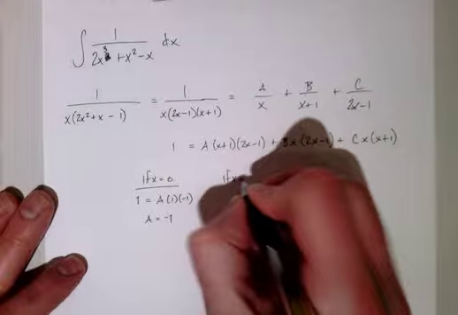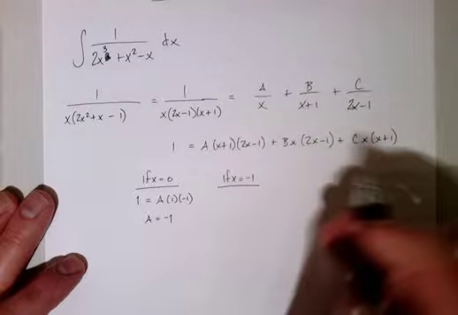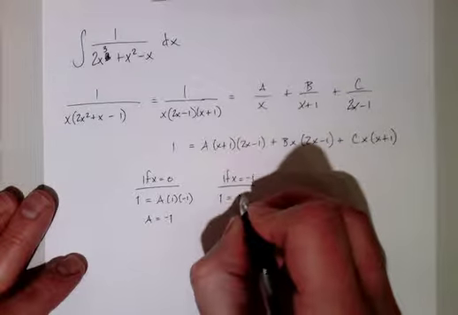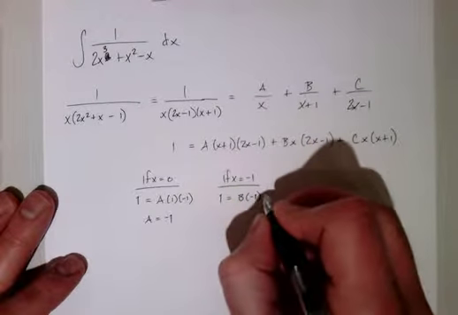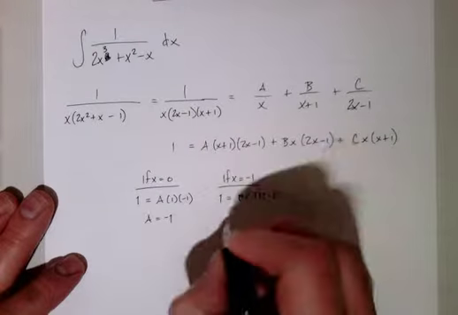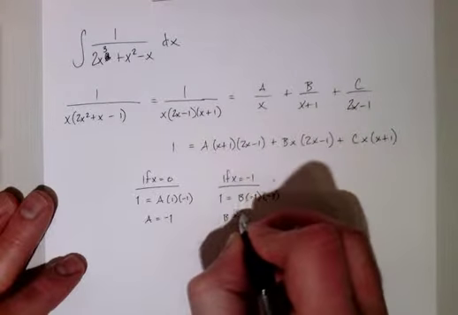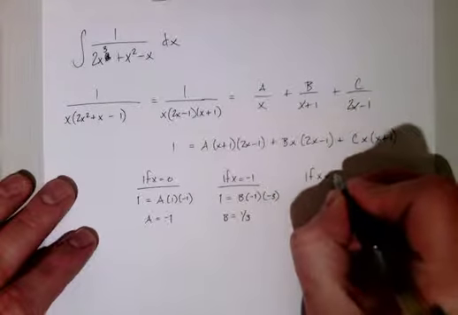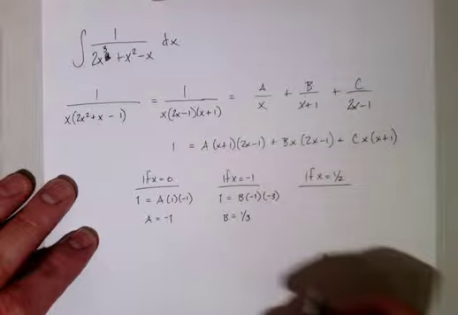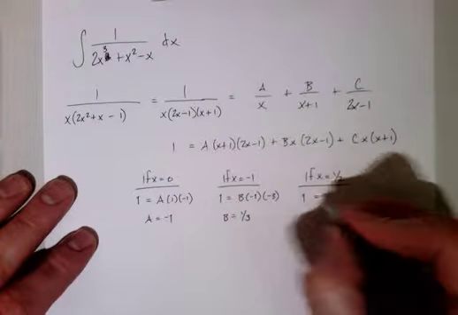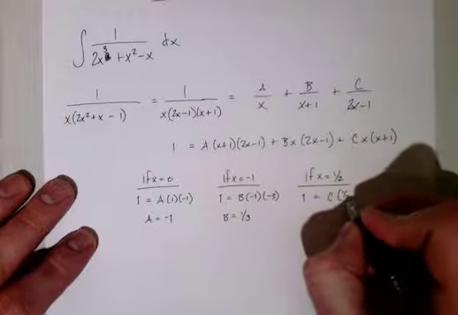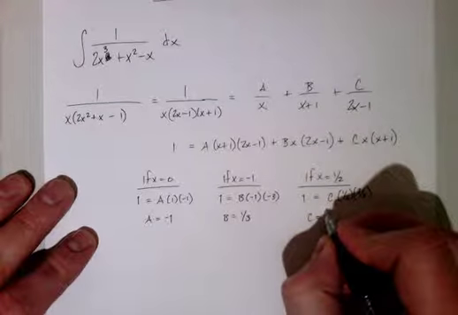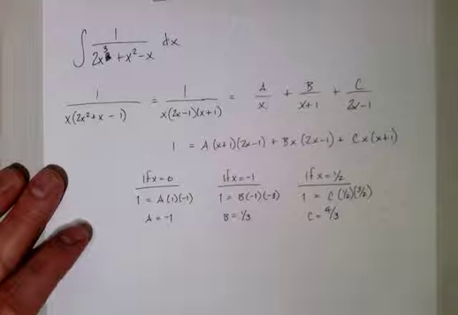If x is equal to negative 1, then these two go away, and we're left with b times negative 1 times negative 3, or b is equal to 1/3. And if x is equal to 1/2, which would get rid of the 2x minus 1, then 1 is equal to c times 1/2 times 3/2, and so c winds up being equal to 4/3.